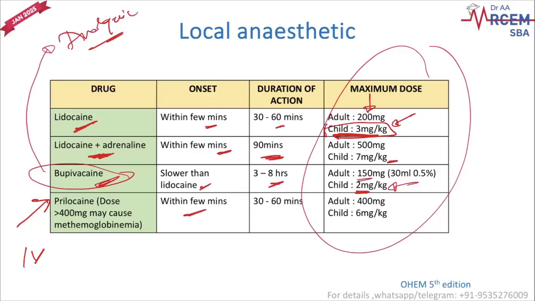Prilocaine, within a few minutes it acts, 30 to 60 minutes is the duration of action, 6 mg per kg in children. The same thing you can use to calculate for adults.